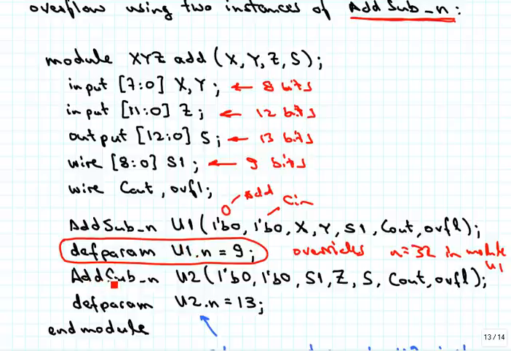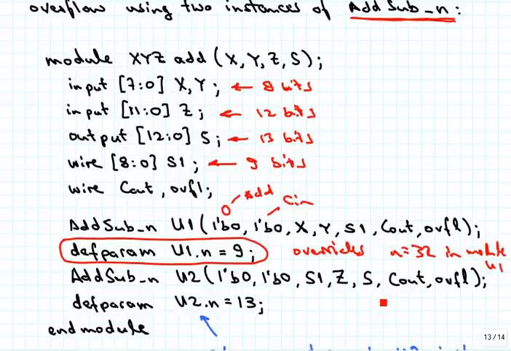This time we call it u2. We put in the same kind of inputs here, except that we don't have an x now. We put that intermediate sum s1. And instead of y, we're adding the number z. That's the 12-bit number in. And then we produce the output sum s. That's the 13-bit quantity. So now we want to instantiate a 13-bit adder.